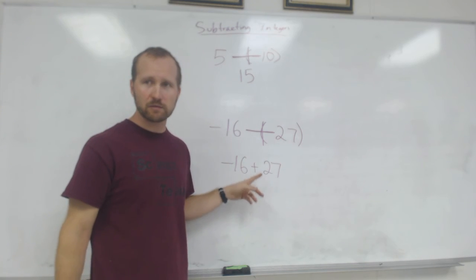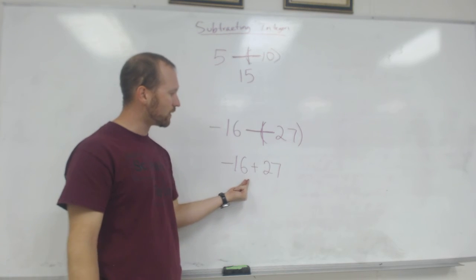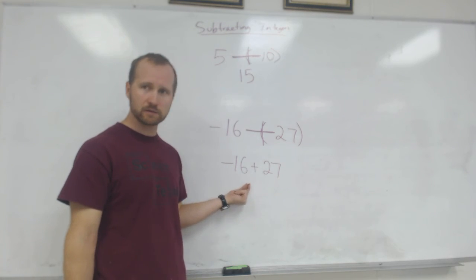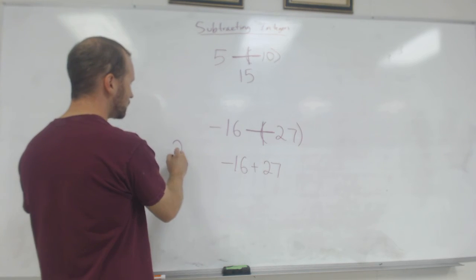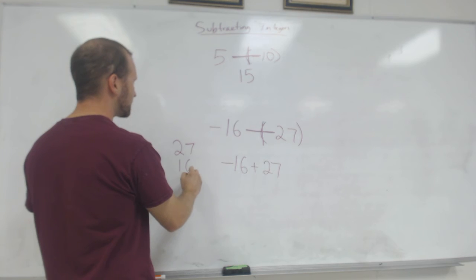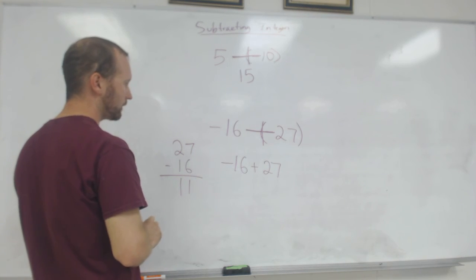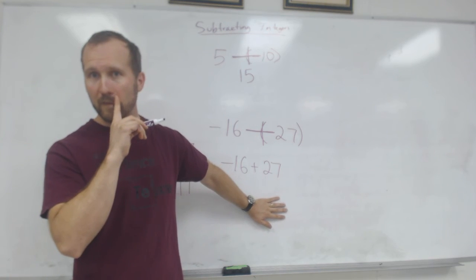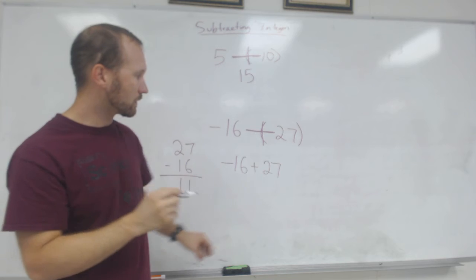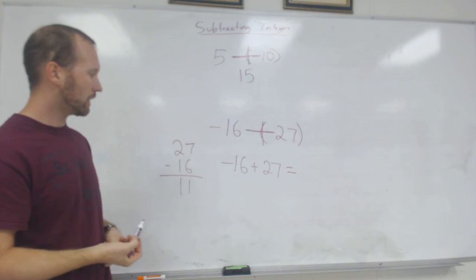Now I have to go back to my addition rules for integers. Do I have the same sign or opposite signs on these two? Opposite signs. So I'm going to subtract: 27 minus 16 is 11. And I keep the sign of the bigger number, which is 27. So my answer is positive 11.